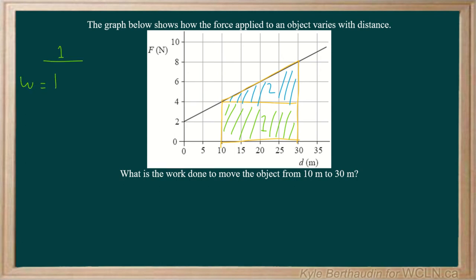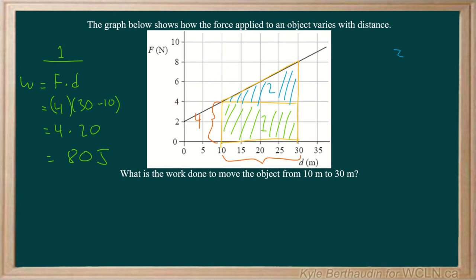Now work is equal to force times distance. In this case, our force is equal to the height of this rectangle, which we can see is equal to 4. The distance is the length of the rectangle, which is the difference between 30 meters and 10 meters. So 30 minus 10 gives us the length. 4 times 20 gives us an area of 80 joules.